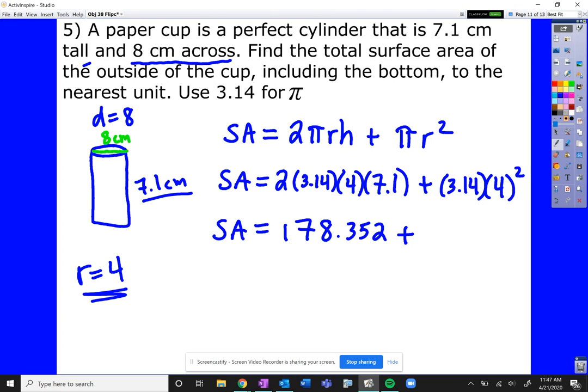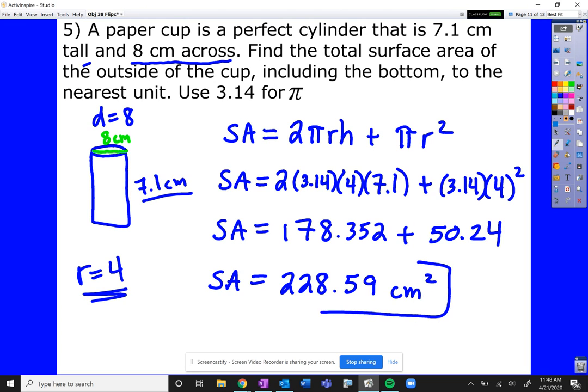So this piece is 178.352. And we know we got to do 4 squared first. So 4 squared is 16 times 3.14, 50.24. Sure enough, add them up. 178.352 plus 50.24. We get 228.59. I'll cut it off at 59. Just make sure you round wherever your answers are rounded. 228.59 centimeters squared, because we're talking about area, surface area of this cup.